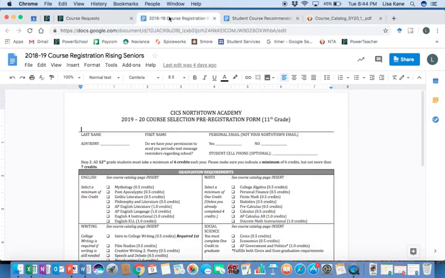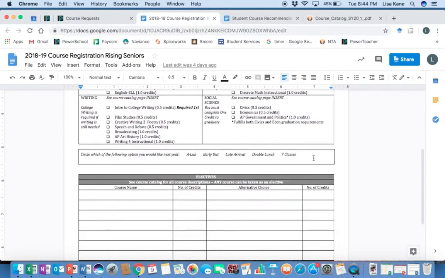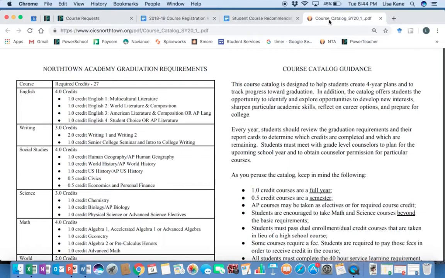One of the first questions you'll need to think about in terms of registering for classes for next year is how many classes you want to take. If you look at this section in the middle of your course registration form, you'll see that your options are to take 7 classes and a lunch, 6 classes, a lunch, and an A-Lab, or 6 classes, a lunch, and rather than having A-Lab, you can either do early out, a late arrival, or a double lunch. You'll want to think through which option you'll be taking because that will determine how many courses you'll be registering for.